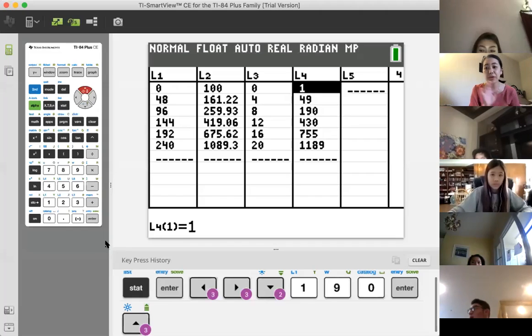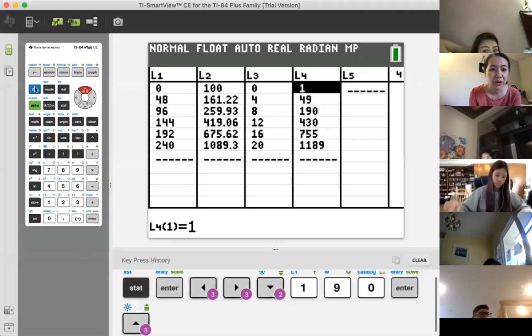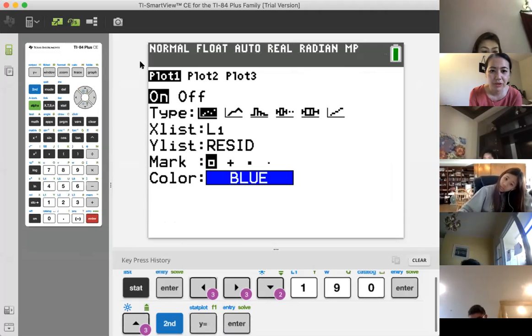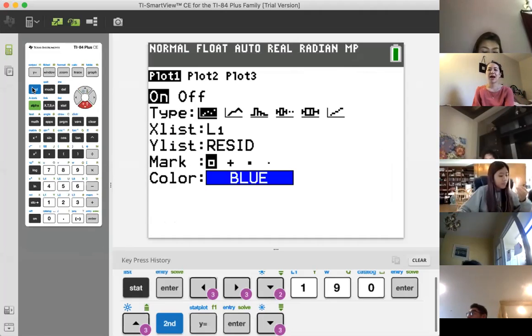All right, so just focusing on L1 and L2, okay? The first thing you wanna do is just look at what the scatter plot looks like without doing anything to it yet. So go ahead to second stat plot, and I'm going to turn on my scatter plot. And I want to do L1 and L2.